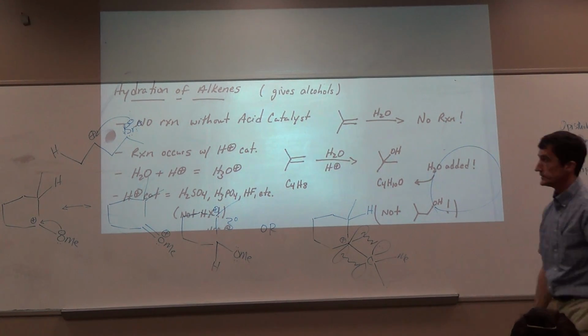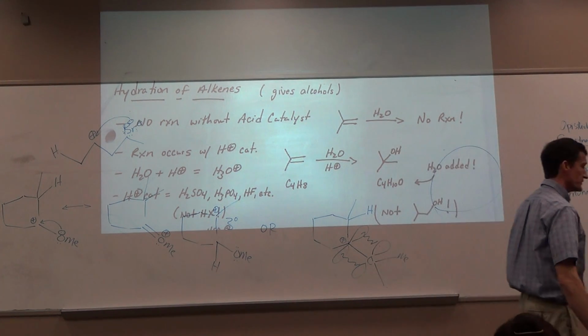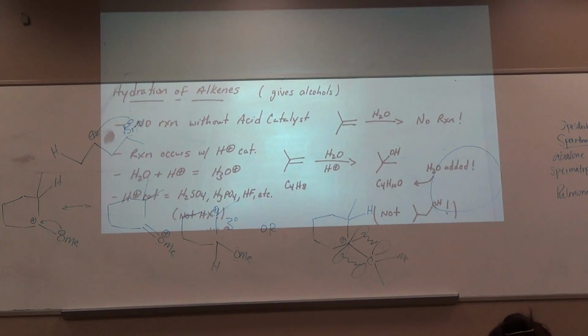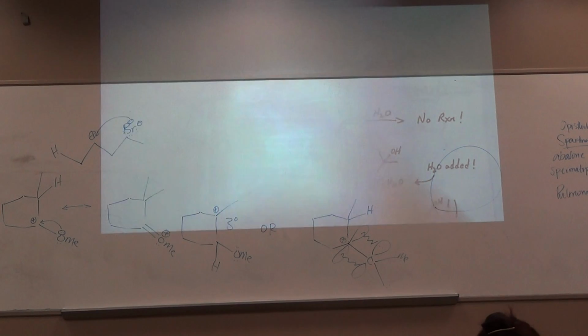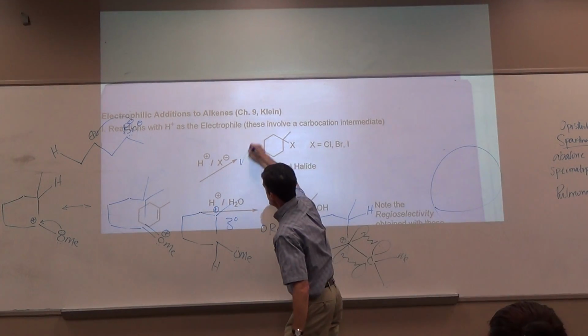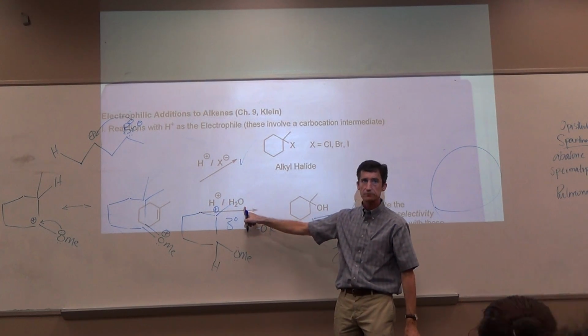As we move through these, now we're going to move to another reaction. Hydration of alkenes to give alcohols. This is a reaction you're doing in lab this week. Look at the purple sheet. We just did the first one. We're moving on to the next one.